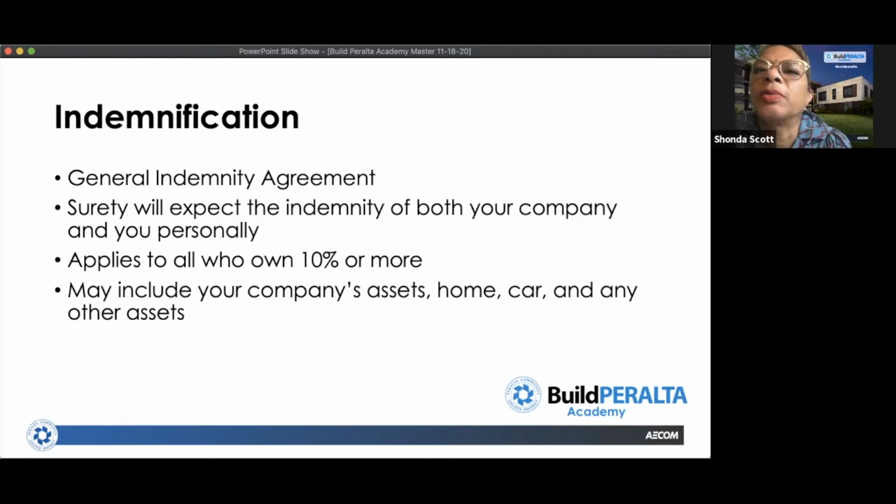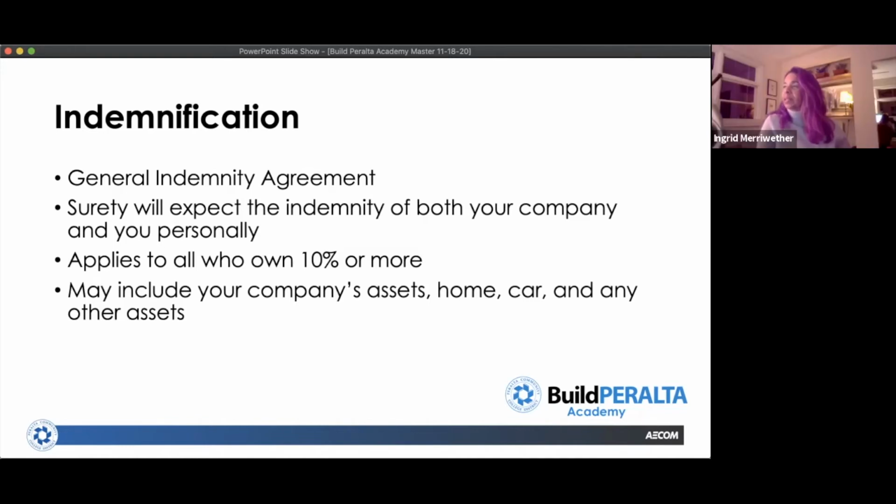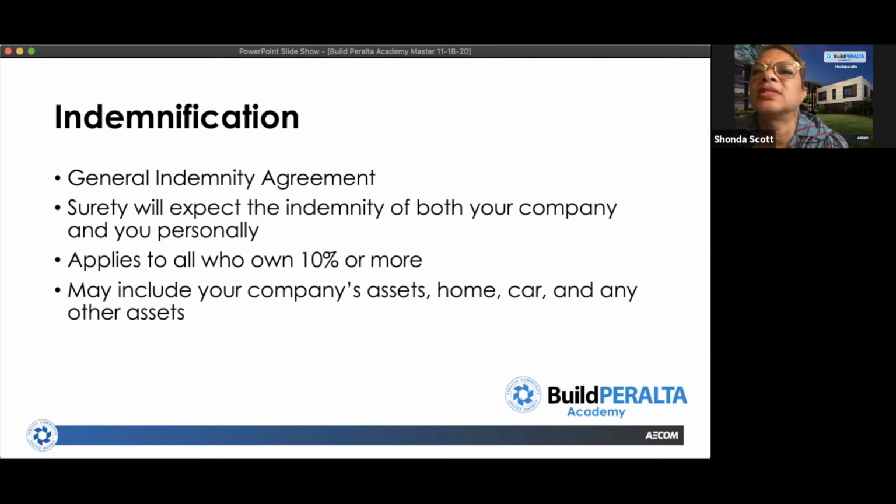Ingrid, we have another question. Oh, okay. Go ahead. So are subcontractors required to provide maintenance and warranty bonds for 1 year if the GC is required to give a 1-year warranty?